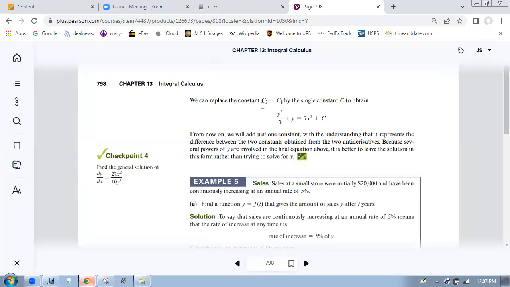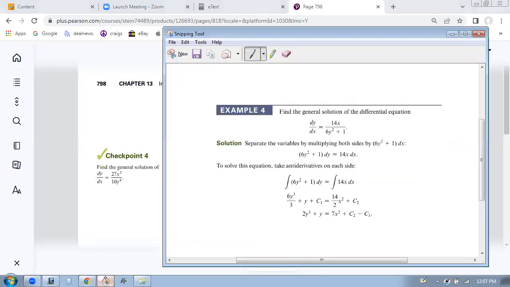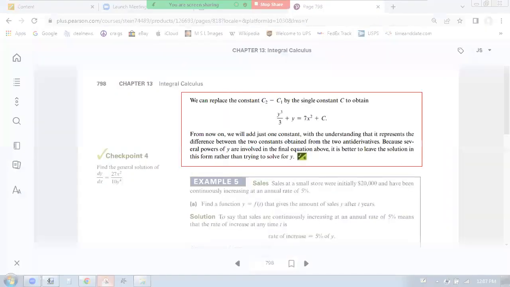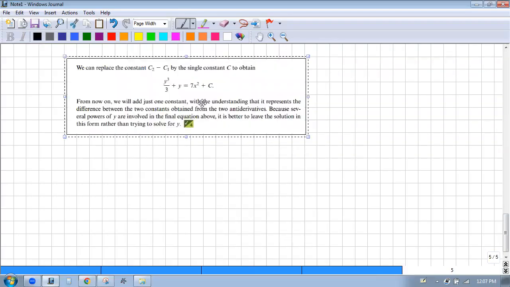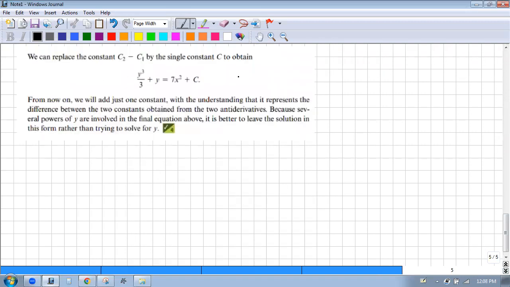Yeah, here they say rename C1 minus C2, just call it C. And don't mess with it any further. You can't make that any prettier.